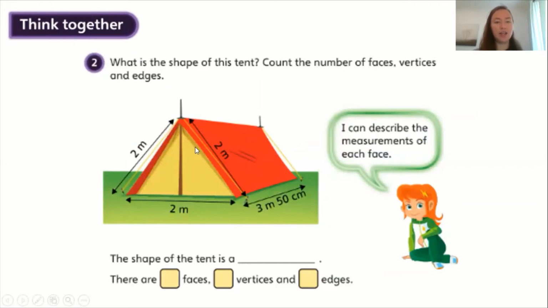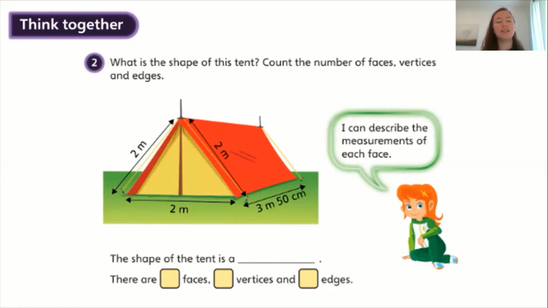An edge, again, this should be familiar from year 2, is where two faces of a 3D shape join together. Okay, so this shape here that the tent makes, have a go at naming it first and then count how many faces, vertices and edges that it would have. Pause the video and then come back when you're ready for some answers.